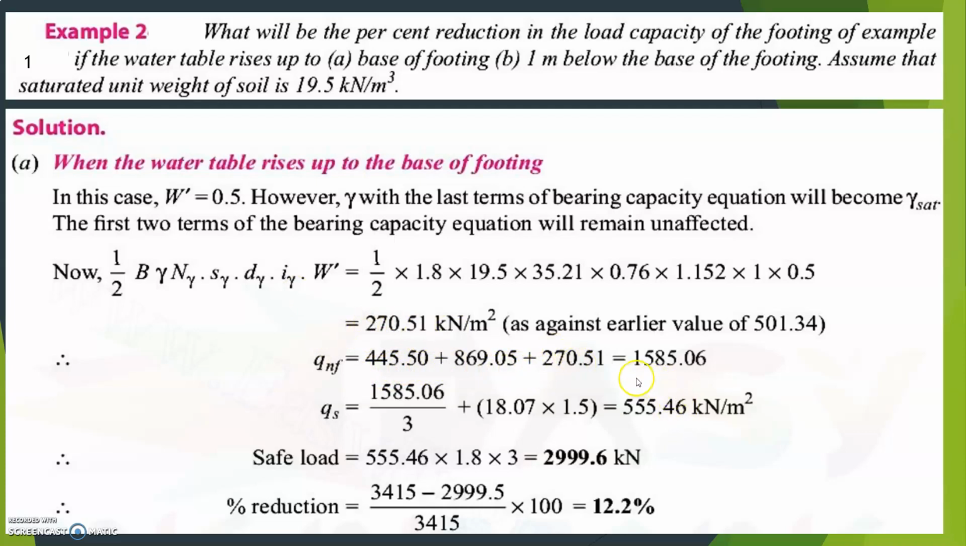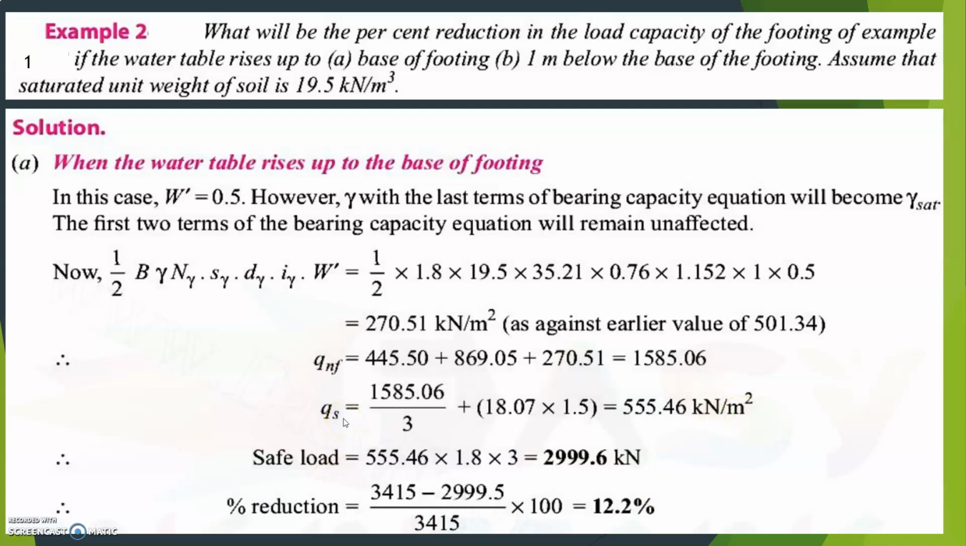So we will get 1585.06. Now we have to calculate the safe load. What is safe load? That is nothing but safe bearing capacity, not load. Bearing capacity divided by factor of safety plus gamma into D. So that is 1585.06 divided by 3 plus gamma 18.07 into D, depth of the footing 1.5. So we will get 555.46 kilonewton per meter square. This is the safe bearing pressure.